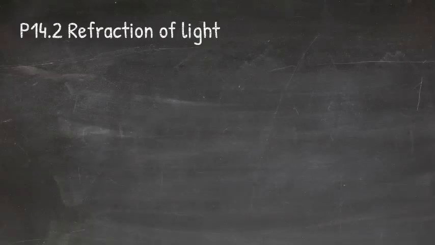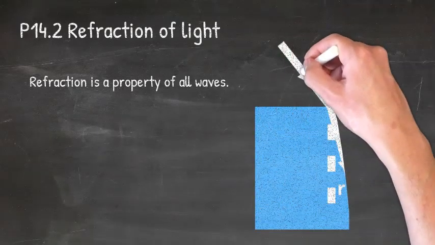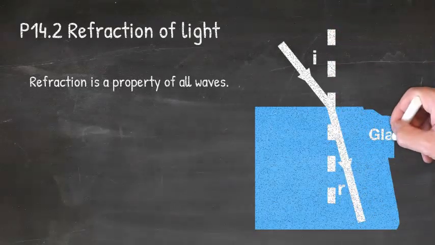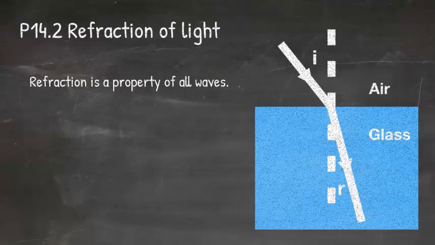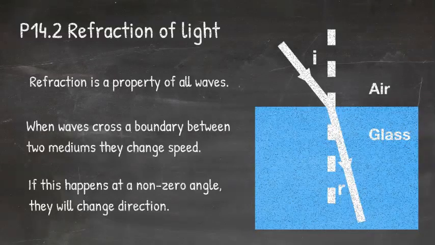In this video, we are looking at the refraction of light. Refraction is a property of all waves. If you look at this diagram, we have an incident ray coming from the top left, entering the glass from air. And when waves cross a boundary between two mediums, they change speed. If this happens at a non-zero angle, they will change direction.